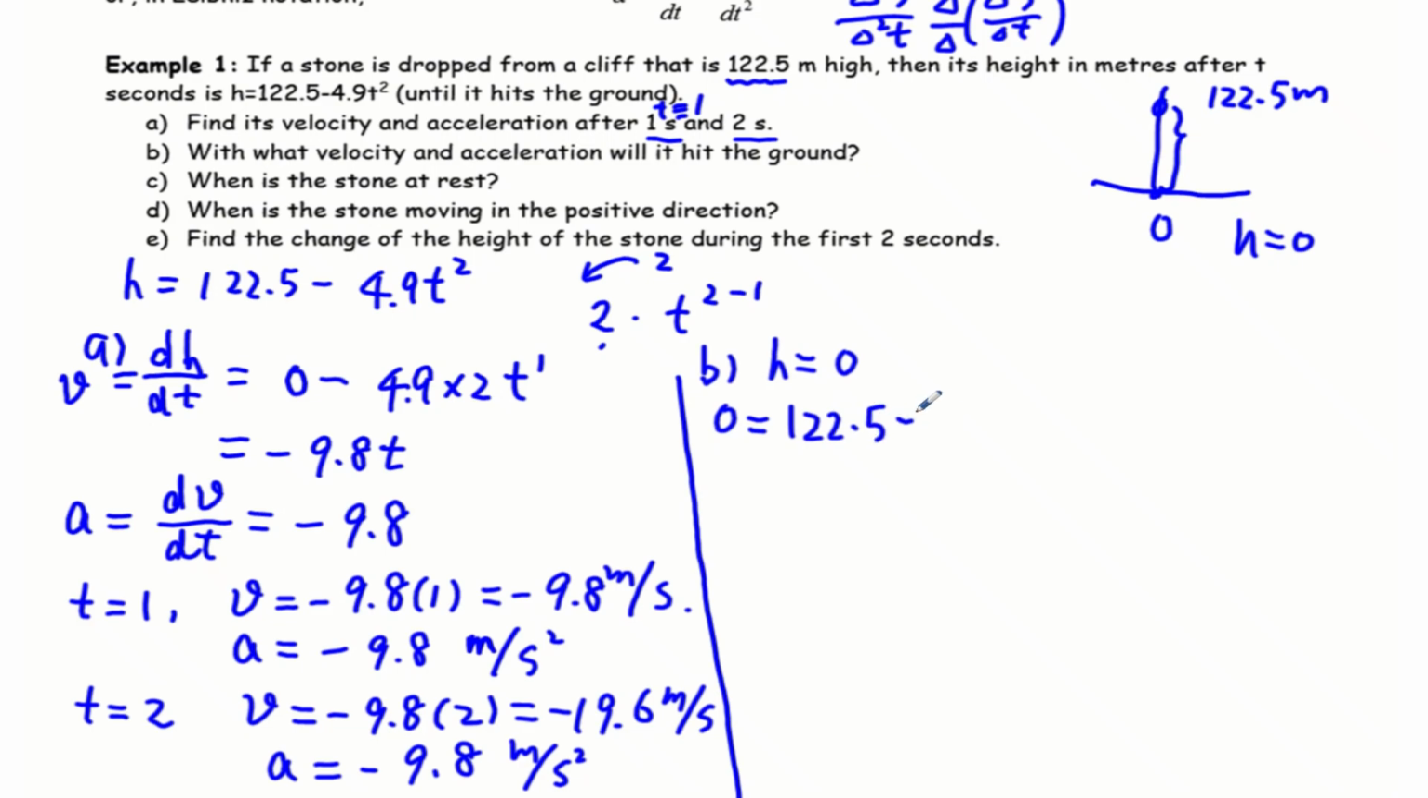So we substitute 0, and you will have 0 equals 122.5 minus 4.9 t squared. The t appears only once, so we could isolate it. For any equation where the variable appears only once, we could use isolation. We can move the numbers to the other side to isolate t, and when you move a number to the other side, you have to do the backward of BEDMAS.